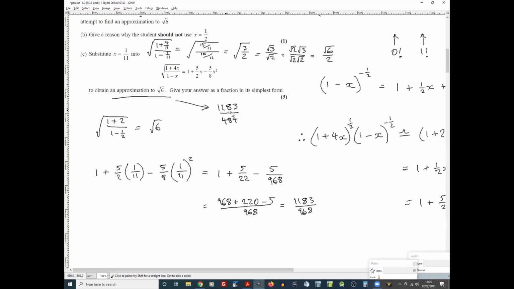In its simplest form, is that? Oh God, do we have to find it? Well, actually, we know that the denominator only had 2s and 11s, didn't it? Yes. So it's still only got 2s and 11s. That's an odd number. So does it divide by 11? Clearly not. So that's that.